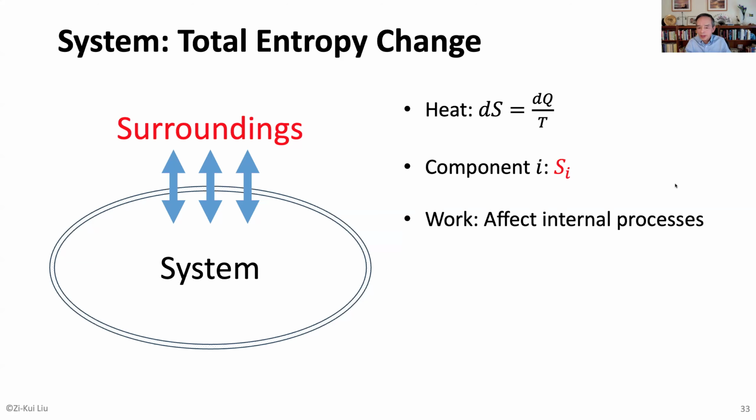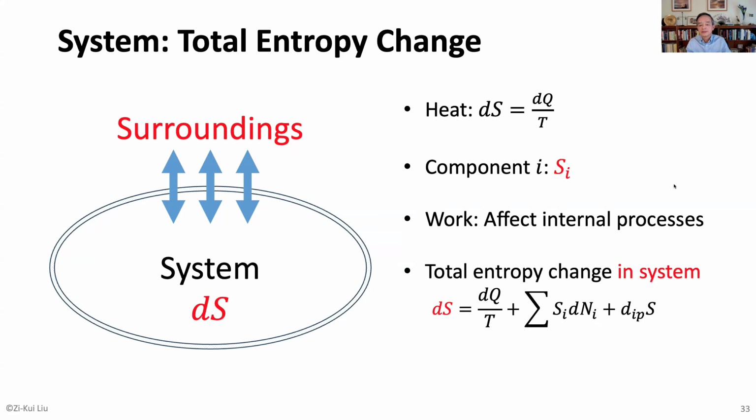That means we have three contributions to the total entropy change of the system. So we have the heat, which is adding heat or removing heat. You have the mass: you can add a component or remove the component. Then you have the internal processes. That's the entropy production due to the internal processes. Second law: this term has to be positive for any internal process.